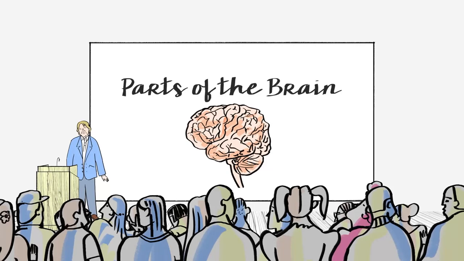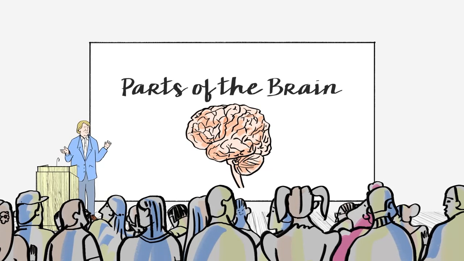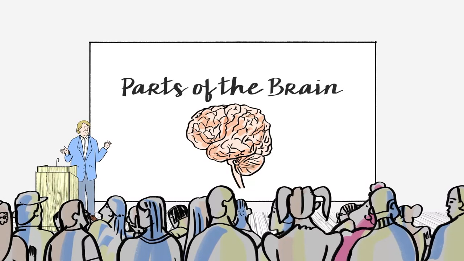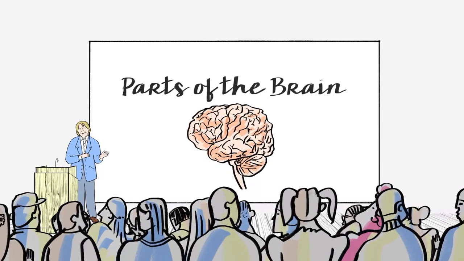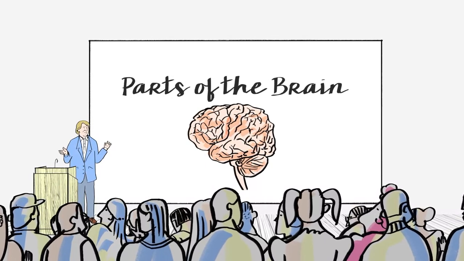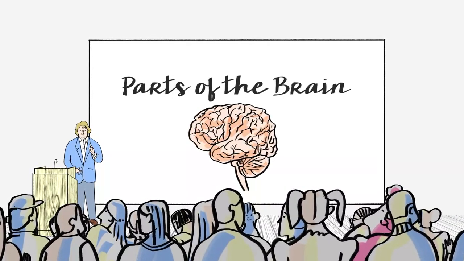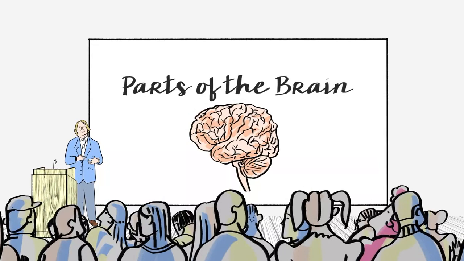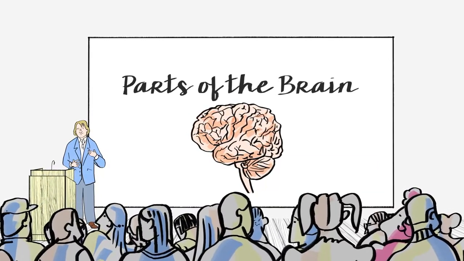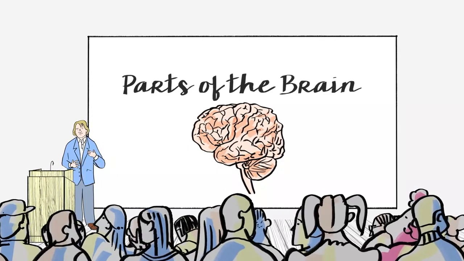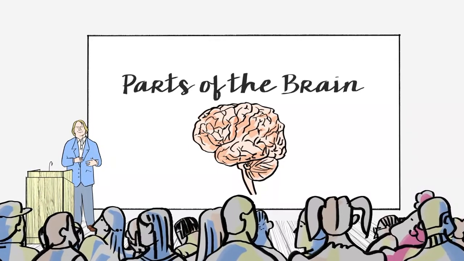So let's talk about the different parts of the brain and what they do. Parts of the brain are functionalized for different purposes. They do different things, which is why damage to different parts of the brain has different effects. It's why when you look at an fMRI scan or a PET scan or something that records neural activity, you could figure out based on the location of the activity what's going on.